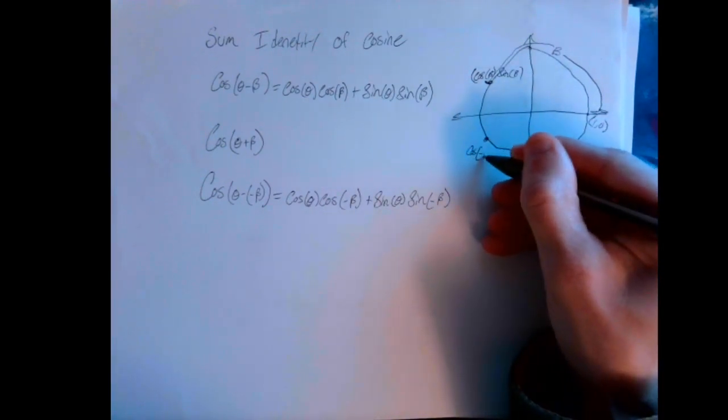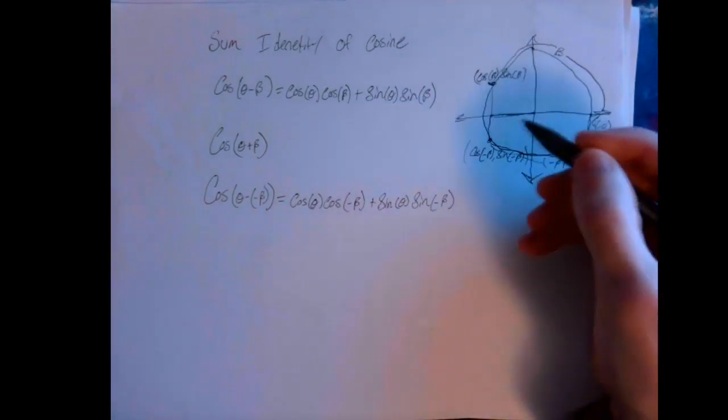So this would be cosine of beta with sine of beta, because this angle here is beta, right? And then we're going to say this is cosine of negative beta, sine of negative beta, because it's the same angle just going in the opposite direction, right? So that's what this is, negative beta. I'm just going to draw a line to show that this is the angle.